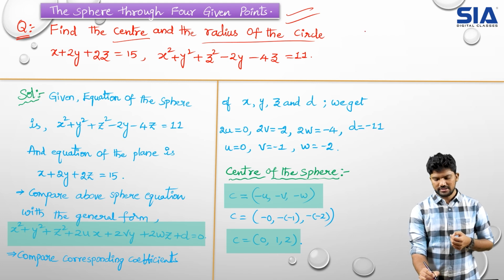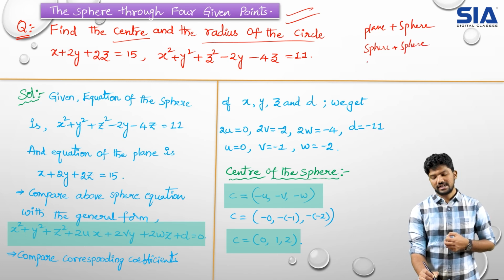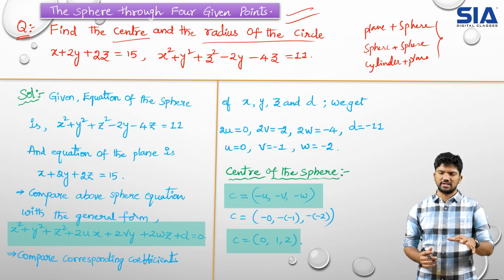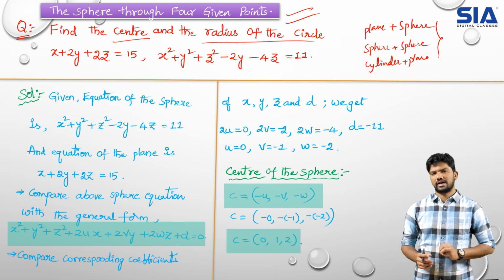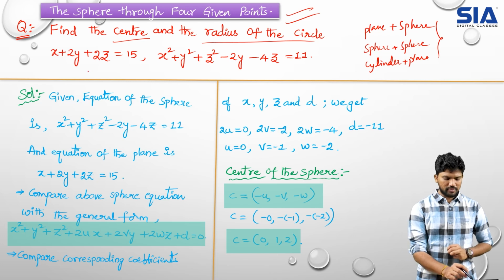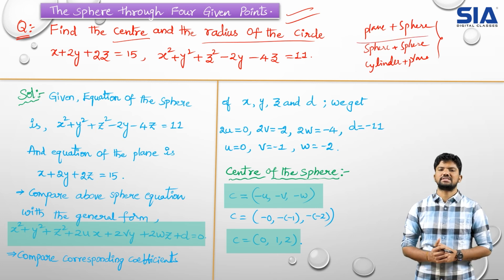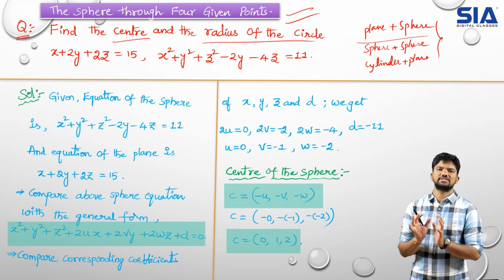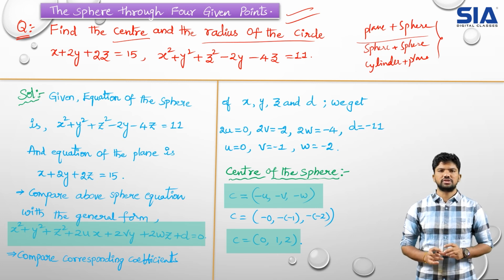One circle is a plane plus a sphere, the second is sphere plus sphere, and the third circle equation is cylinder plus plane. So we can write a circle equation in the sphere in these three types. Now our problem is related to the first type, where one plane and one sphere are there. By using those two equations we have to find the center and radius of the given circle.